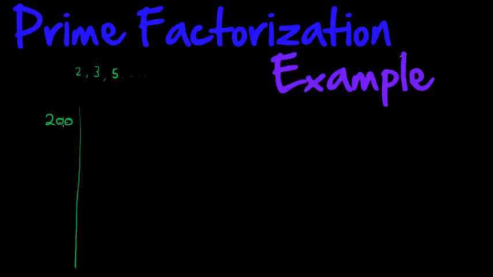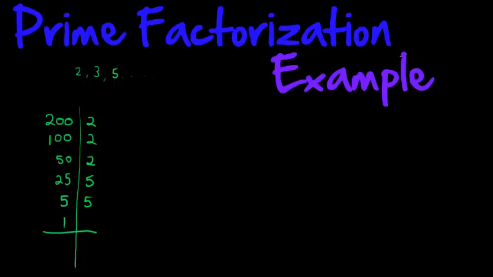Okay, so 200 can be divided by 2. Okay, so I'm dividing 200 by 2. In other words, I get 100. 100 can again be divided by 2, and that gives me 50. Again, that's divisible by 2 to give me 25. 25 can be divided by 5, and that gives me 5. And 5 can be divided by 5 again to give me 1. And this is where I know I'm done, once I get to 1.